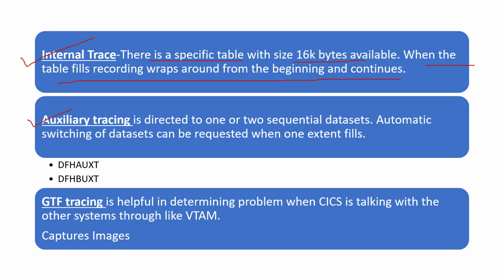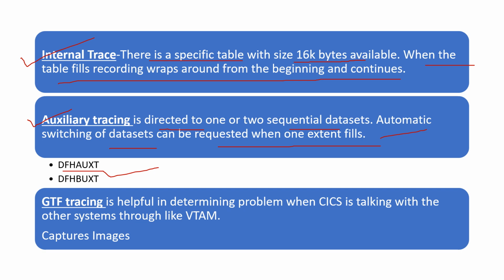Next one is the auxiliary tracing. Auxiliary tracing is directed to one or two sequential data sets. The auxiliary trace dataset requires two 4 KB data buffers in the CICS region's storage, and when you first start CICS auxiliary trace, any trace entries are directed to the initial auxiliary trace dataset. Automatic switching of datasets can be requested when one extent fills, and if you initialize CICS with auxiliary trace, it starts with DFHAUXT, and DFHAUXT is used as the initial auxiliary trace dataset.